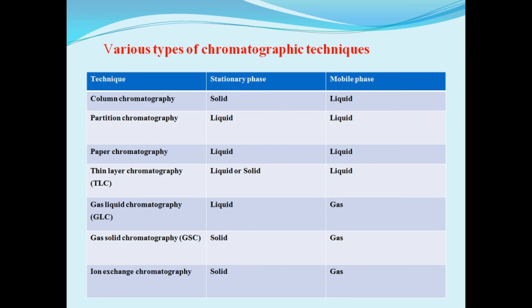These are the various types of chromatographic techniques. First, column chromatography: stationary phase solid, mobile phase liquid. Next, partition chromatography: stationary phase liquid and mobile phase also liquid. Paper chromatography: stationary phase liquid and mobile phase also liquid. Thin layer chromatography, TLC: stationary phase liquid or solid, mobile phase liquid.